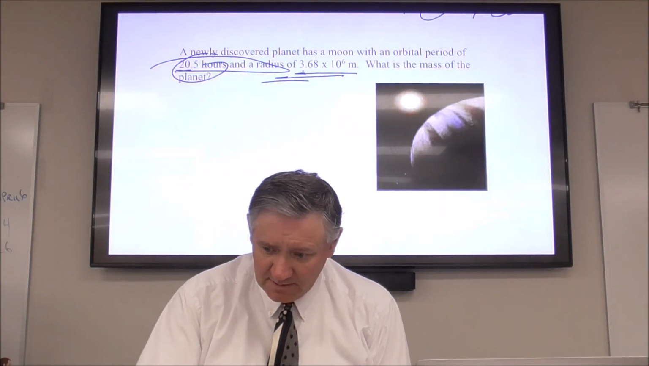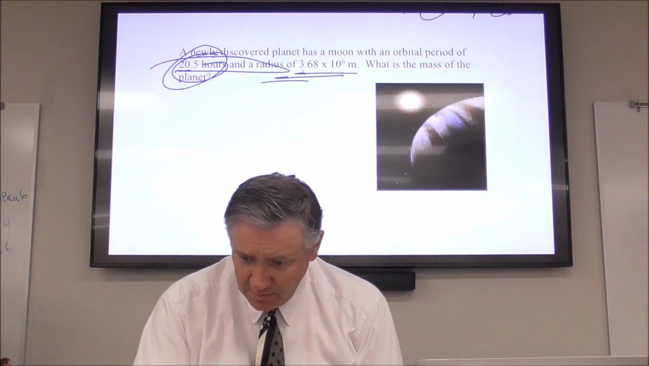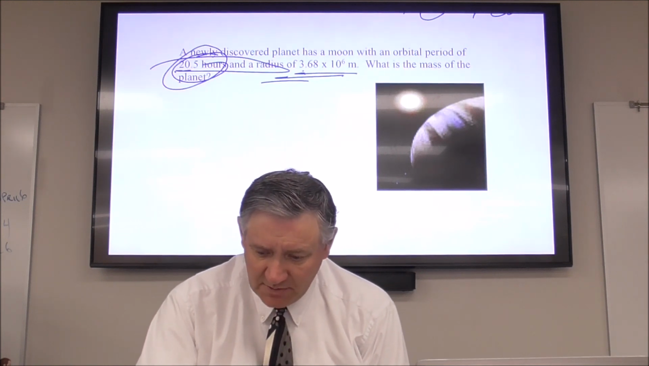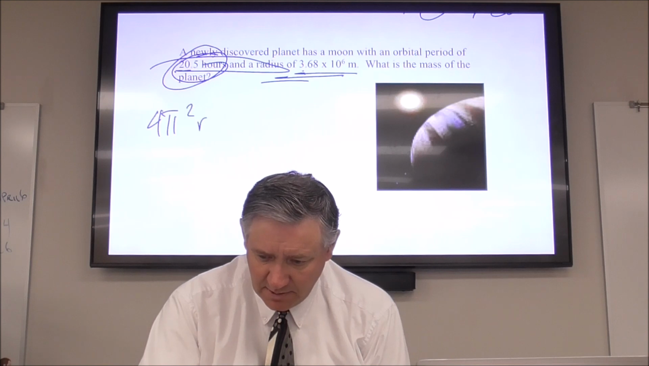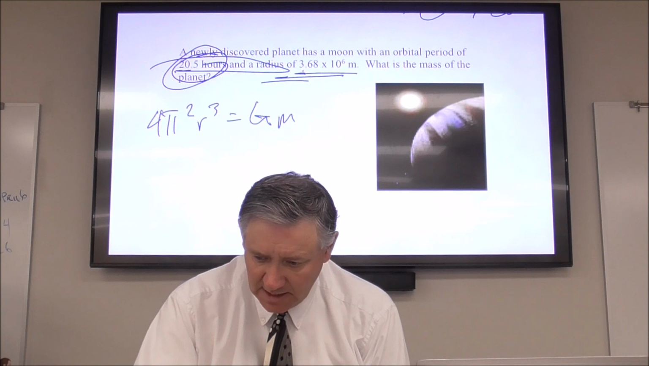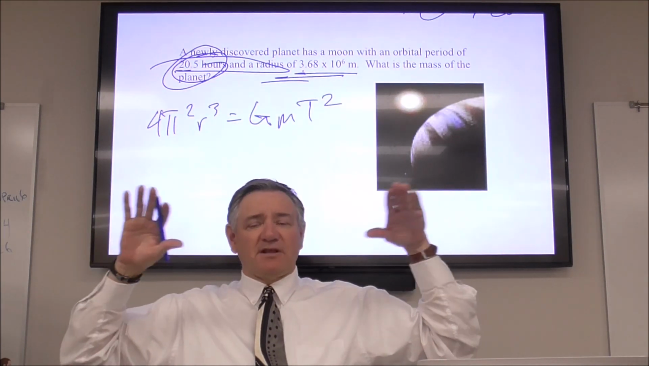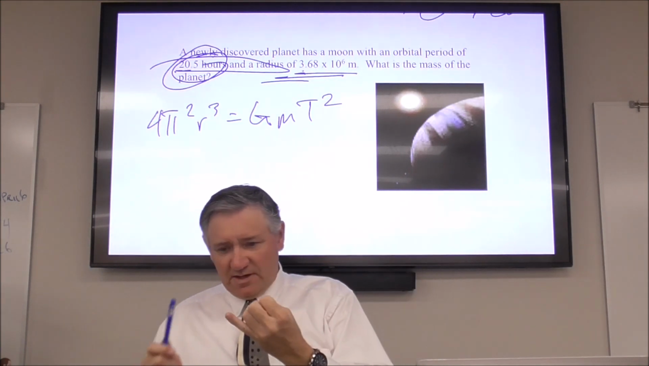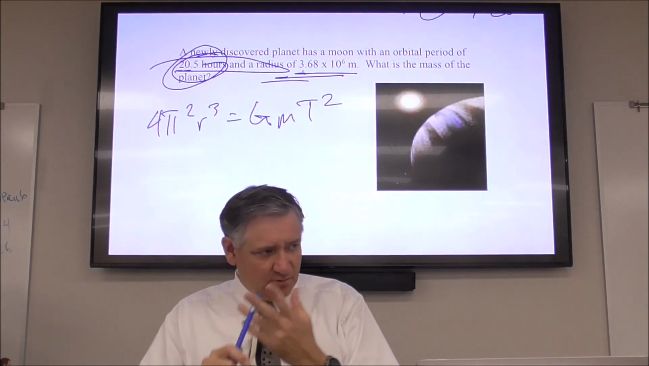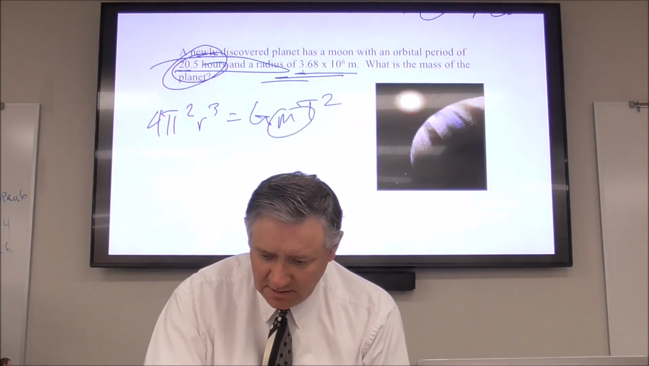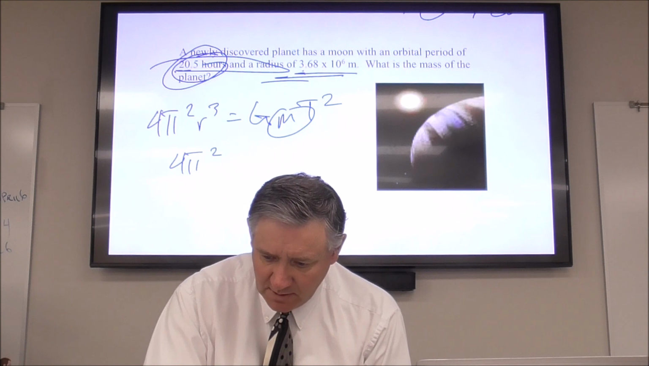So here's the setup. We've got the orbital period, we have the radius, and we're trying to find the mass of the planet. The only thing you can use is 4 pi squared r cubed equals big G mass times t squared. This is the most generic one, because you can use it to find three things: orbital period, radius, or mass. So you need to solve this for mass: 4 pi squared r cubed over G t squared.